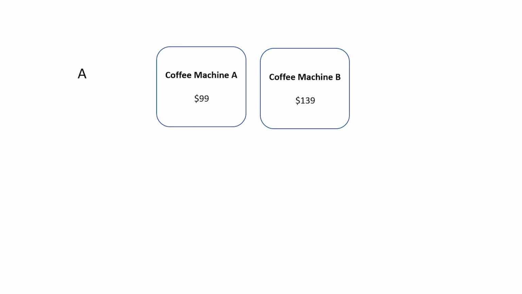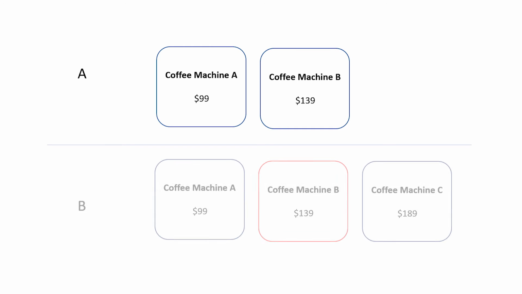We've got two models of coffee machines in scenario A. We've got one coffee machine that's worth $99 and the other coffee machine is worth $139. How do we get them to buy coffee machine B? Well, look at scenario B here, where we've got coffee machine A, $99, coffee machine B, $139, and coffee machine C, $189. That's the decoy. What we tend to find is that by including coffee machine C, more people consider the middle option, which was previously the most expensive option, and now it's just a middle option.